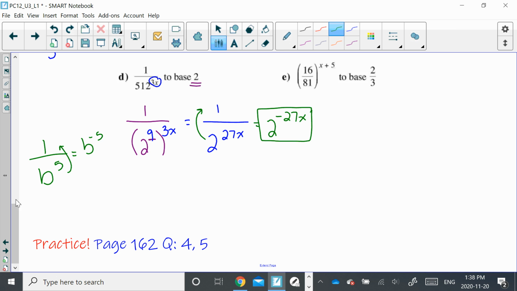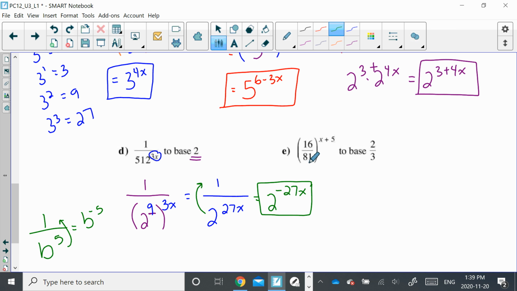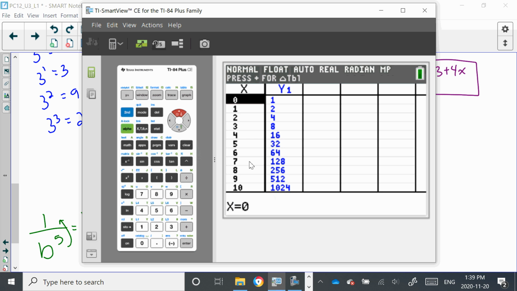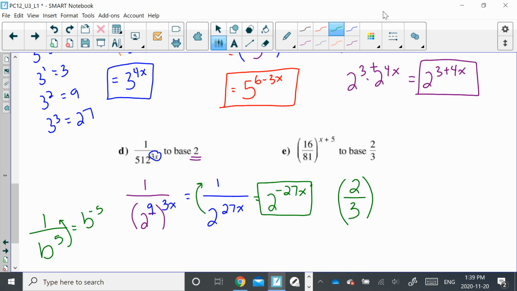Okay, 16 over 81, base 2/3. So what I have to do is I have to say to myself, 2 to the power of what will give me 16, and 3 to the power of what will give me 81. So let's do 2/3. 2 to the power of what will give me 16. So I've already got the 2 on my calculator. And 2 to the power of 4 will give me 16. So I'm going to put a 4 here.